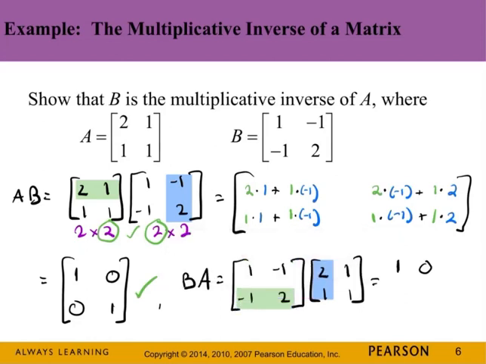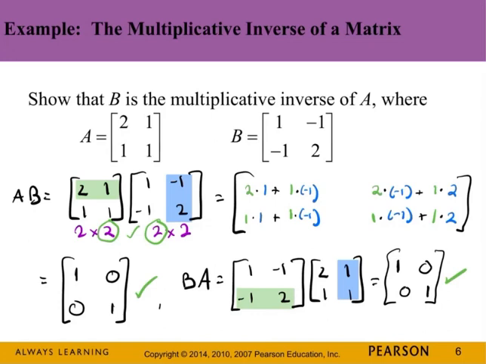That's going to be what? Negative 2 plus 2, which is 0. Then negative 1 plus 2, which is 1. Right? So that's that also. So even when we reverse the order, we still got the identity matrix. So that's how we show that these two matrices are inverses of each other. Okay.